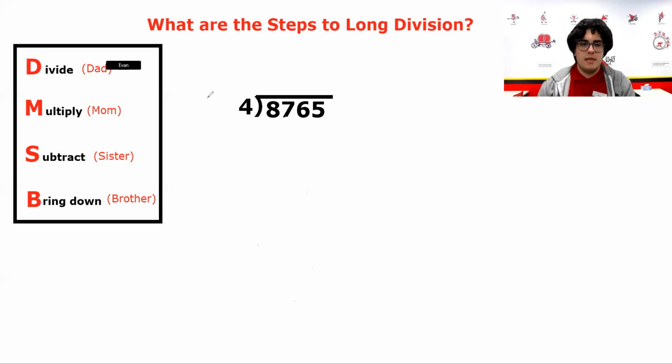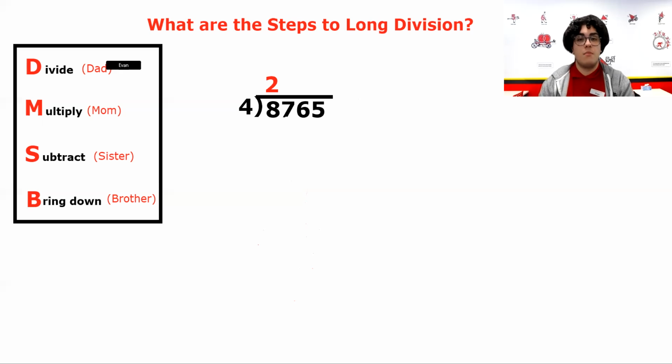So we're looking at this example here, 8,765 divided by 4. We know our first step is divide. So what does that mean, divide? Well, we're going to look at the 8 in the thousands place of our dividend, and we want to ask ourselves how many times does 4 go into 8? Now we're looking for a whole number answer here. We're not looking for a part number or a decimal. And here we know that 4 goes into 8 2 times. And so we write the 2 just above the line there. That is our first step. That is the division step.